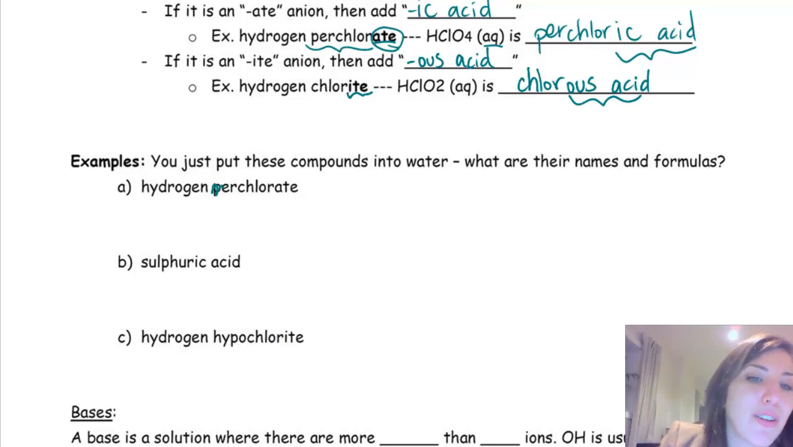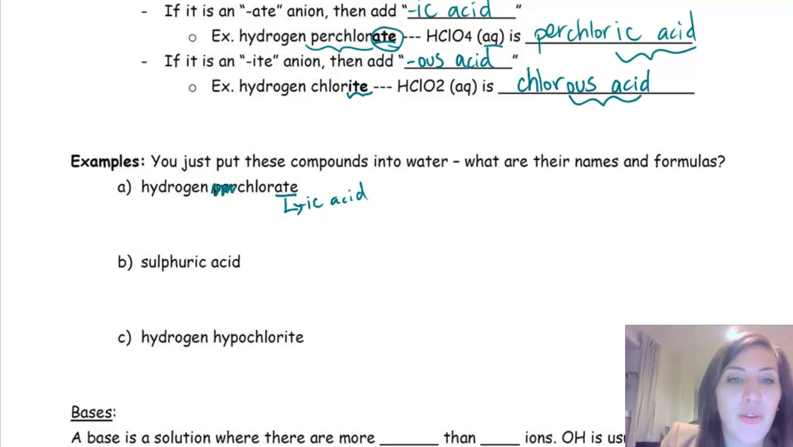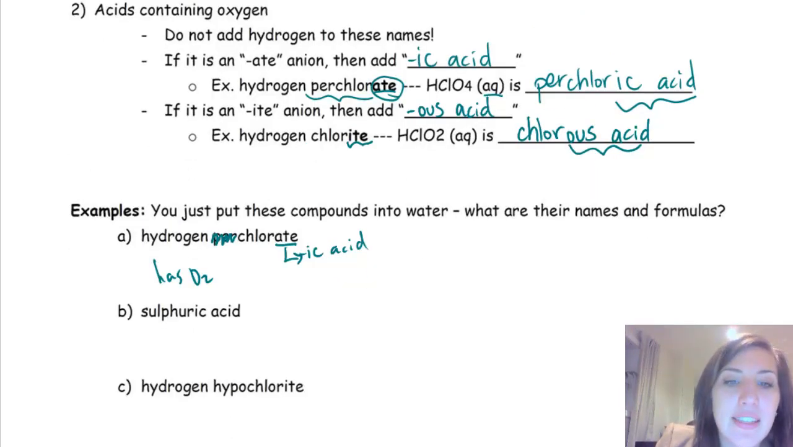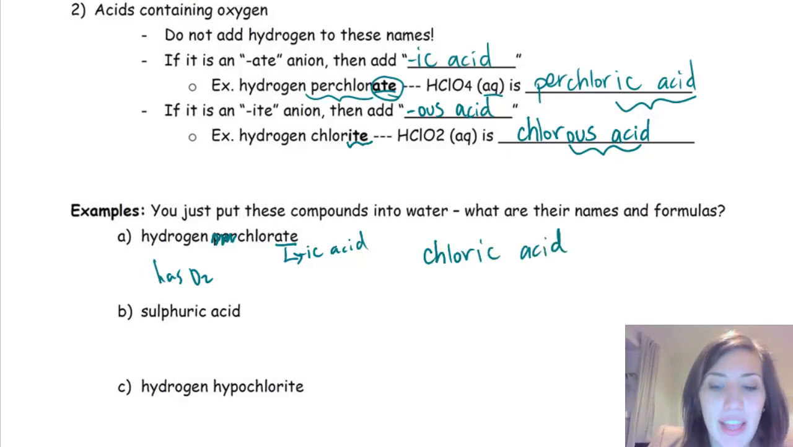We already just did perchlorate, so let's do hydrogen chlorate. The chlorate we see is going to turn into an ic acid. And does this have oxygen or not? Yes, it has O3. So we are going to follow the rules here in number 2. This drops the hydro part, and we just get chlor. The ate becomes ic acid. And if we were to write that formula, that would be HClO3, aqueous solution.